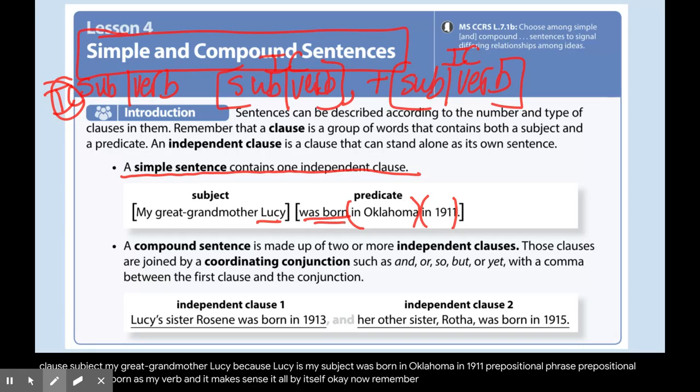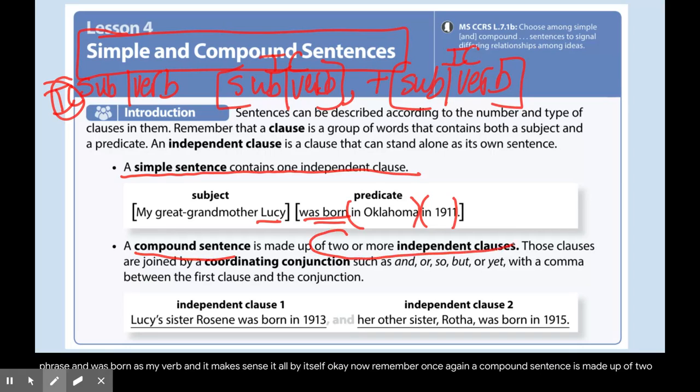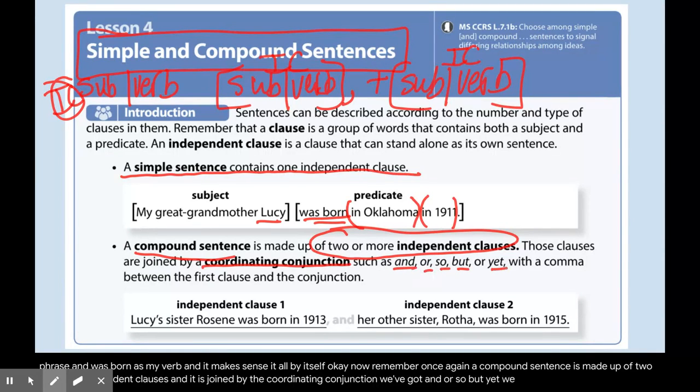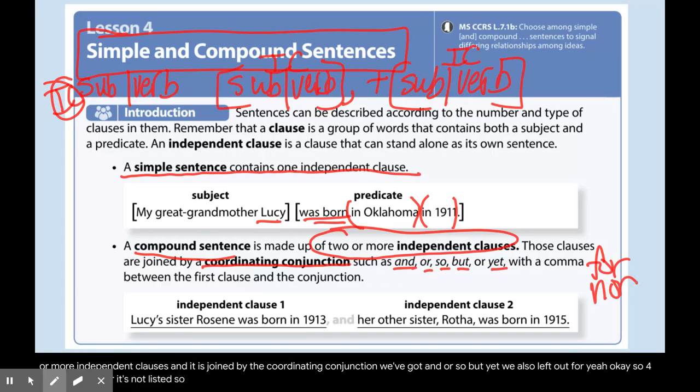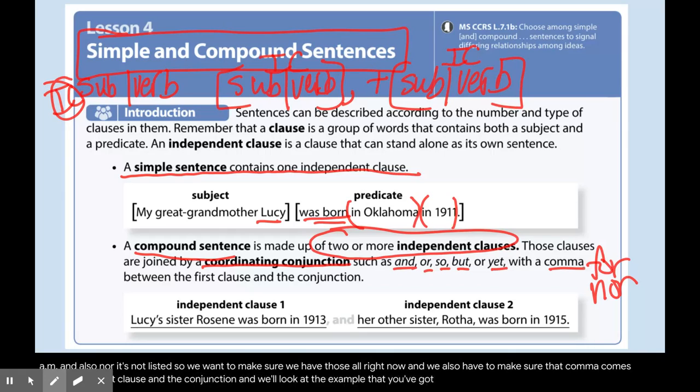Now, remember, once again, a compound sentence is made up of two or more independent clauses, and it is joined by the coordinating conjunction. We've got and, or, so, but, yet. We also left out for. Yeah, okay. So for, and also nor. It's not listed, so we want to make sure we have those. All right. Now, we also have to make sure that comma comes between the first clause and the conjunction. And we'll look at the example that you've got in your workbook.